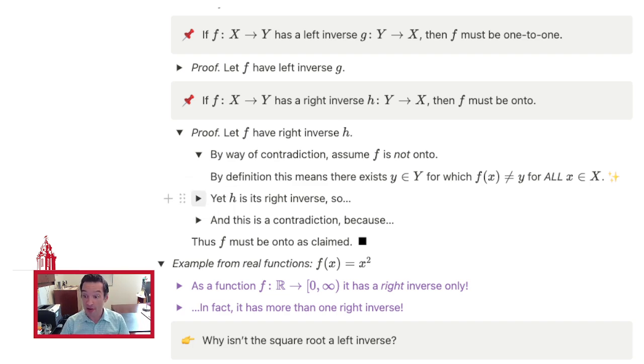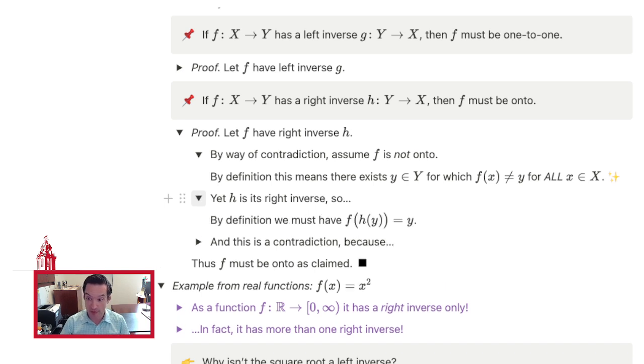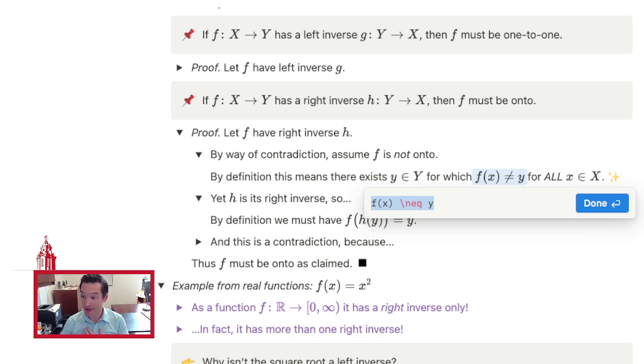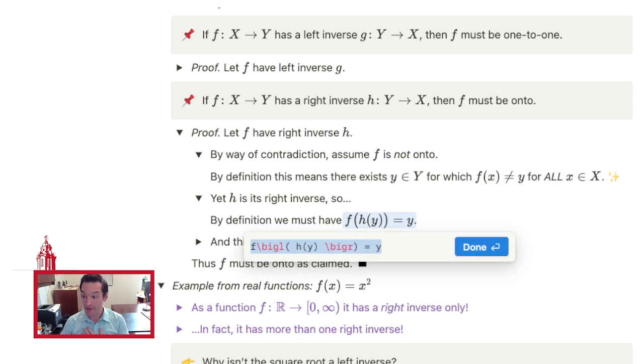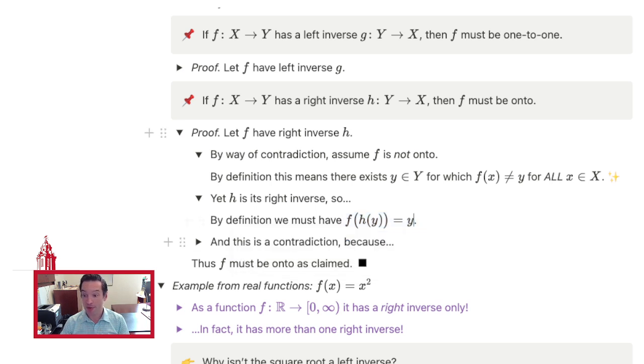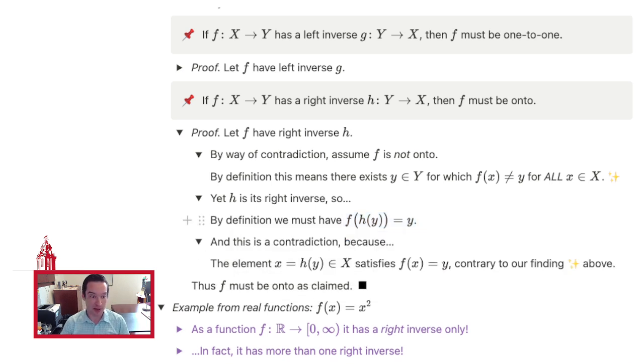But because h is, by assumption, a right inverse of f, we must have that f of h of y is equal to y, right? For this particular y, in particular, because it's true for all y's that we could pick by definition of right inverse. But this is a contradiction, because right here we assumed that we can't solve f of x equal to y for any x, but then right here we said we can solve f of x is equal to y by taking x equal to h of y, right? So we can't have both of these things simultaneously. Contrary to our findings. So we have a contradiction, so f must be onto.